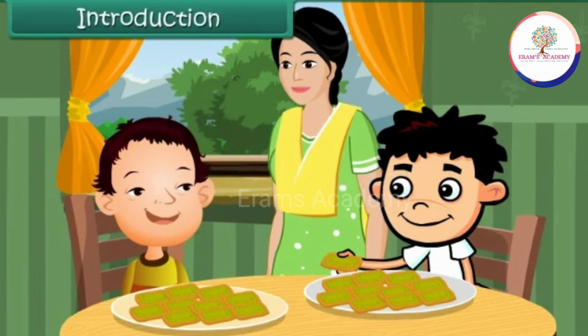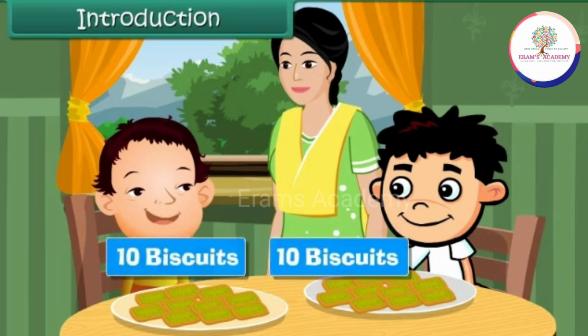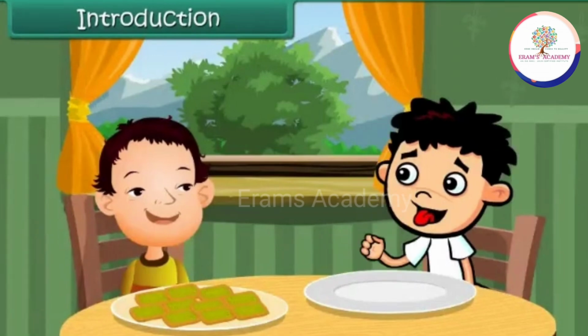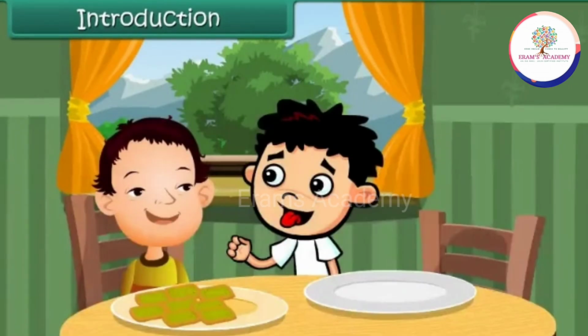Introduction. Ram and Shyam are two brothers. Their mother gives them each a packet of biscuits containing 10 pieces. Ram is very hungry. He eats all the biscuits. He then takes away 2 biscuits from Shyam's packet when he's not looking. Shyam counts the biscuits in the packet and finds 2 missing. He knows who has taken them.